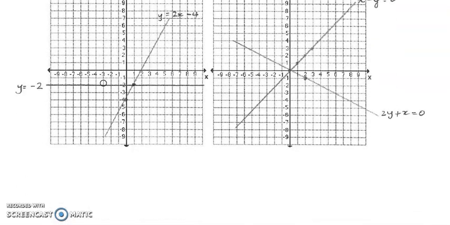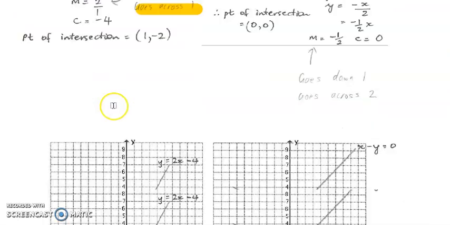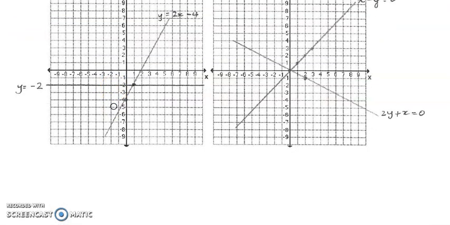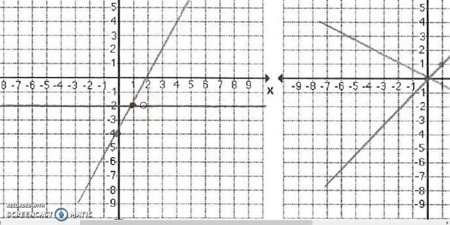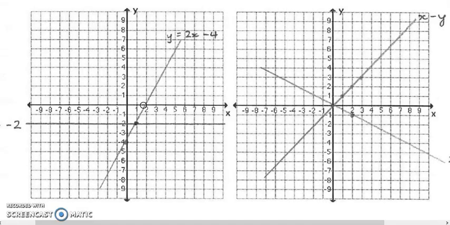So that first line, I plot my y-intercept, negative 4. Let's zoom in a little bit, shall we? Whoops, that's not the zoom function. Let's try that again. Okay, oh no, there we go. Whoa, that's too big. Okay, there we go.